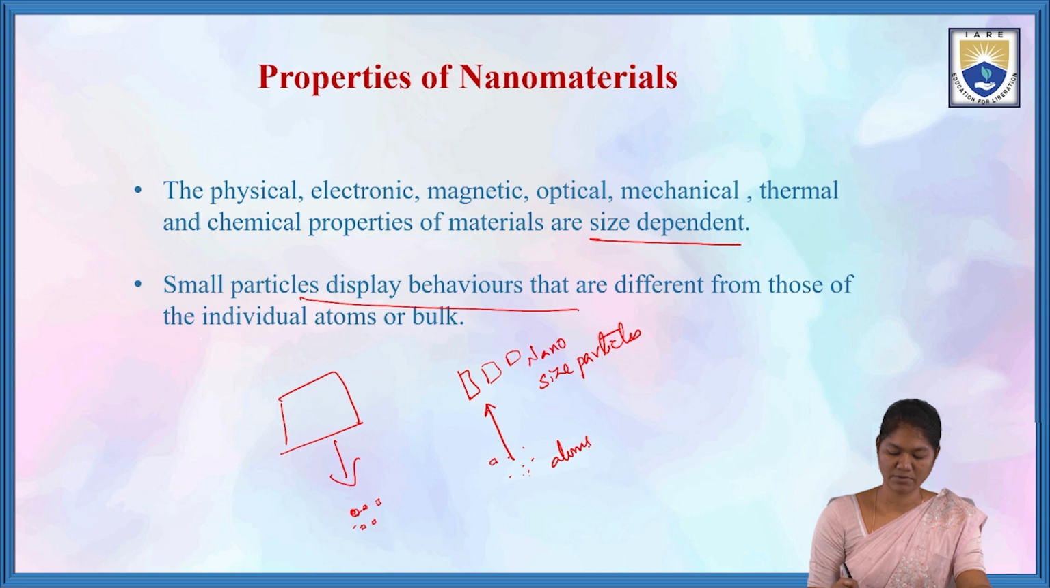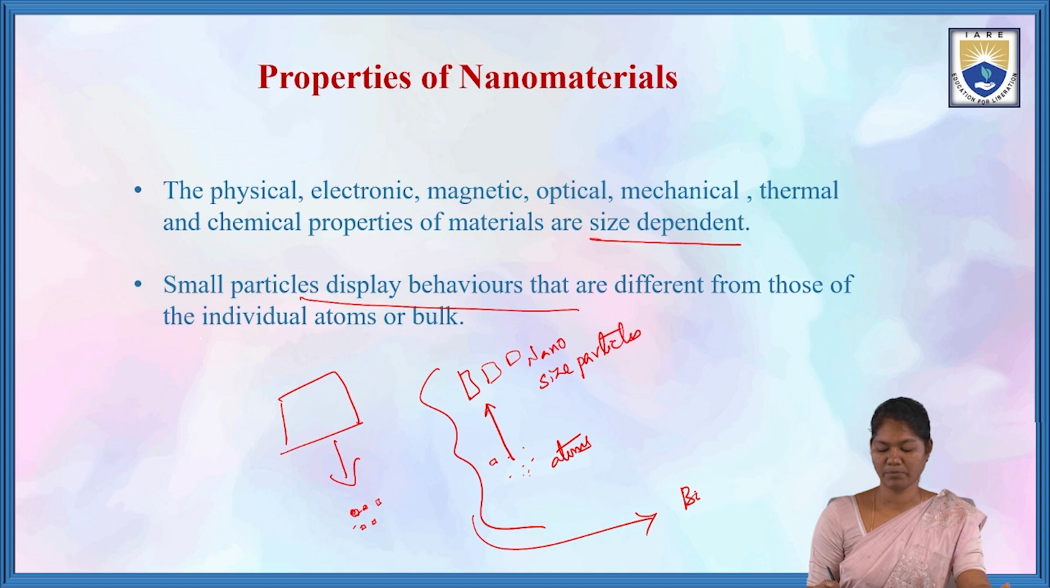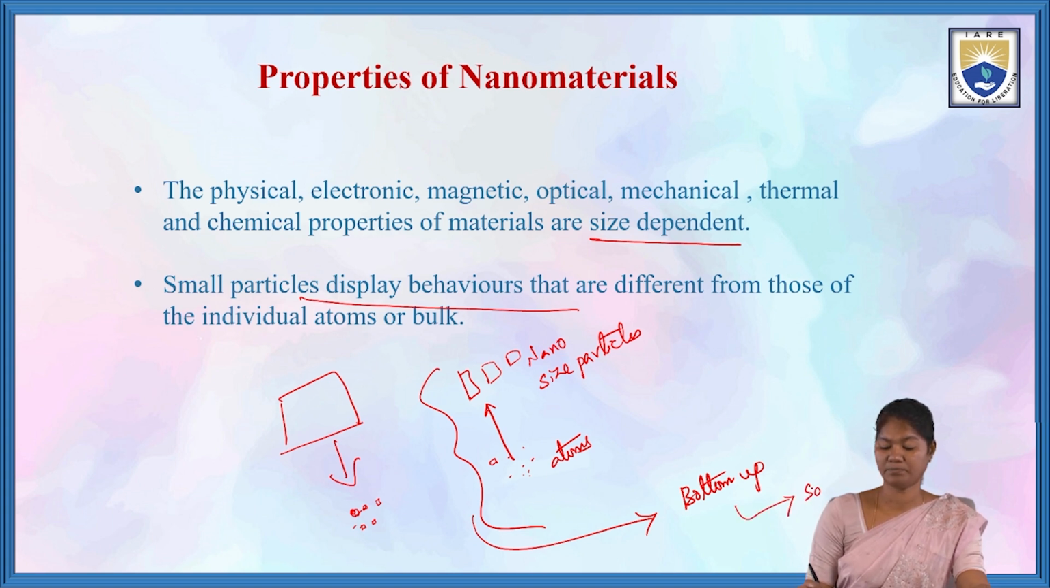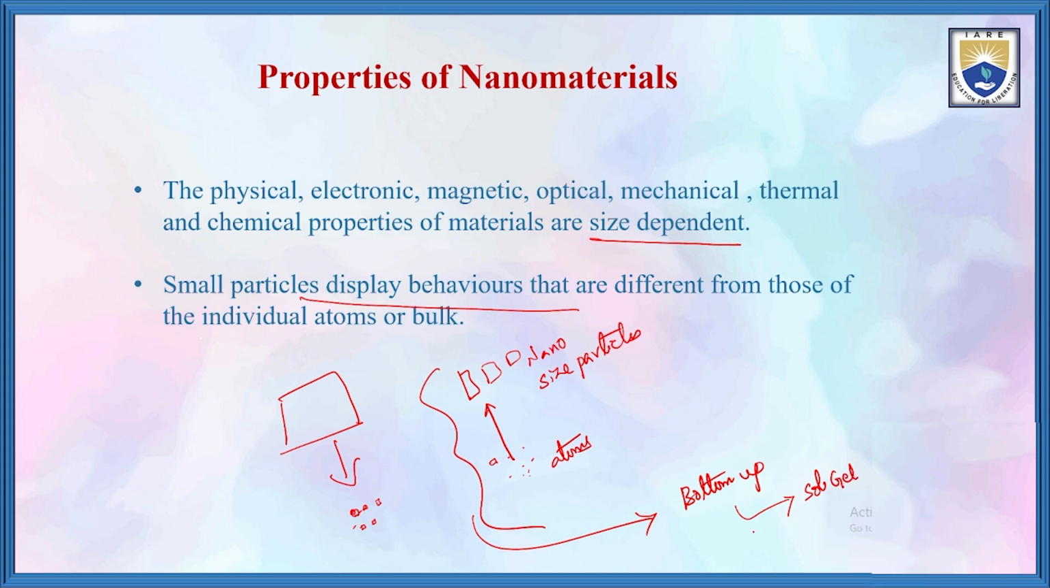So adding atom by atom, we can get the clusters. Then we can go for nano-sized particles. This is the process of bottom up. Already we have seen what the methods in the bottom up process are. In that bottom up process, we have seen the sol gel technique, and then we have seen vapor deposition techniques.